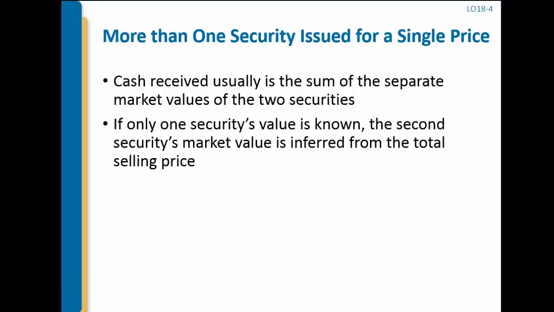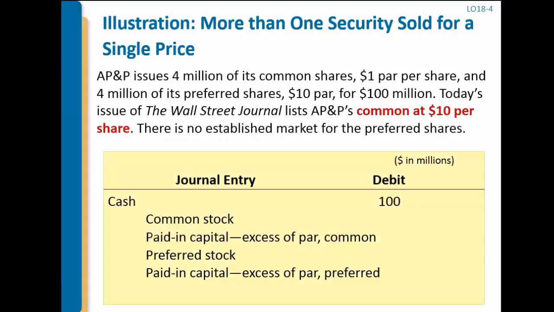Okay, so it's more than one security at a single price, and what we're looking for is the distribution. So in this case, APNP issues 4 million of its common shares, $1 par value, and 4 million of its preferred shares, $10 par value, for $100 million. Today's issue of the Wall Street Journal lists common stock at $10 per share. There is no established market value for the preferred stock.